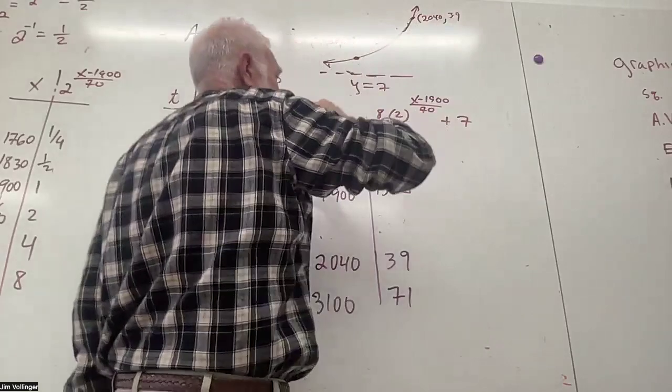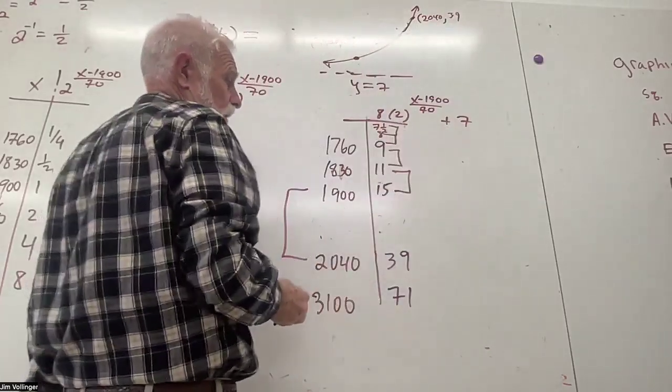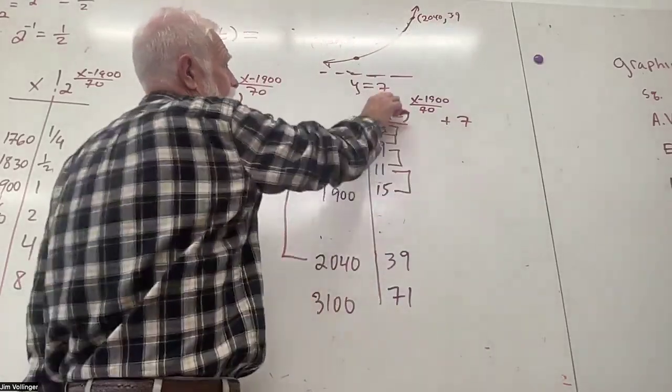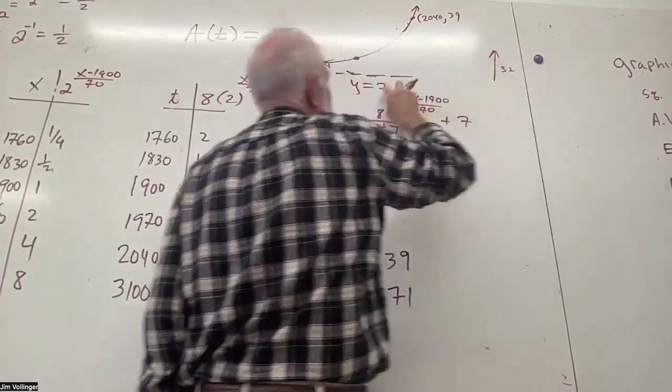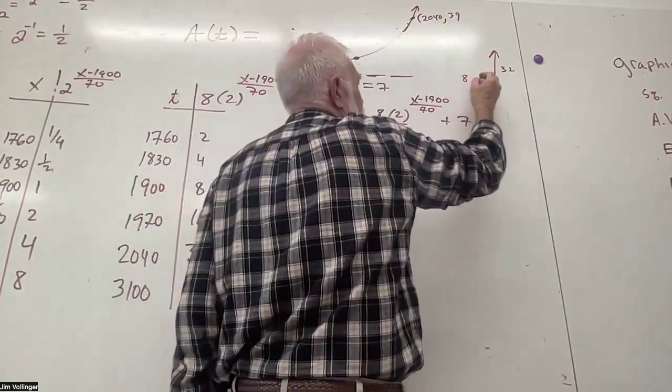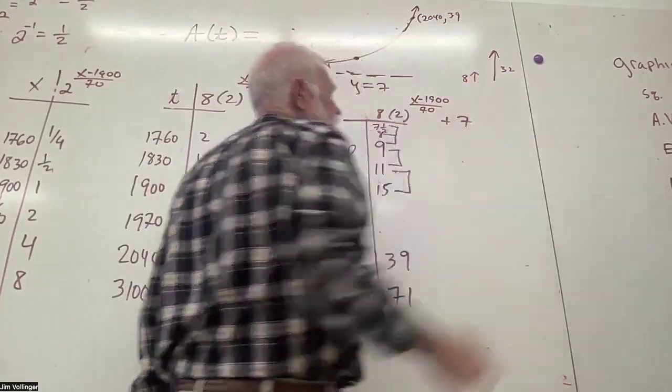All right. Then I'm really looking at from 7 to 39 is 32 units of change. From 7 to 15 is 8. Hope we can see the quadrupling there.